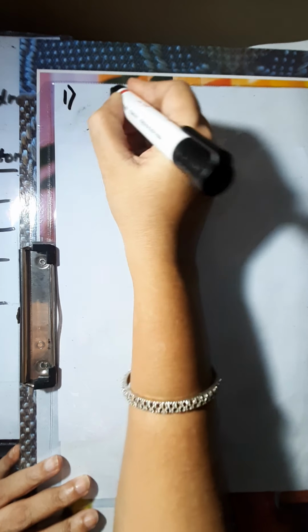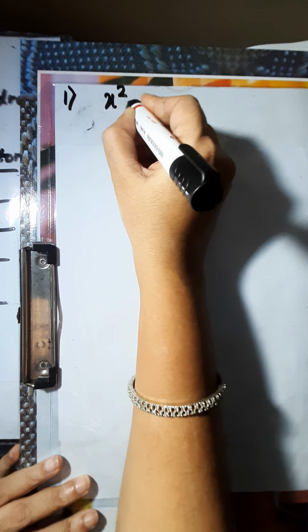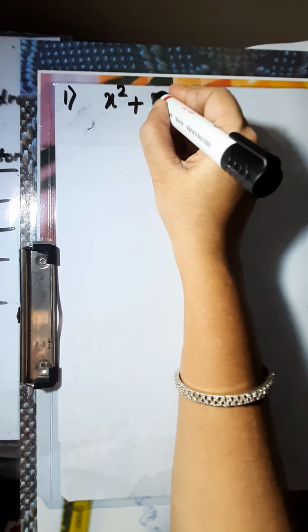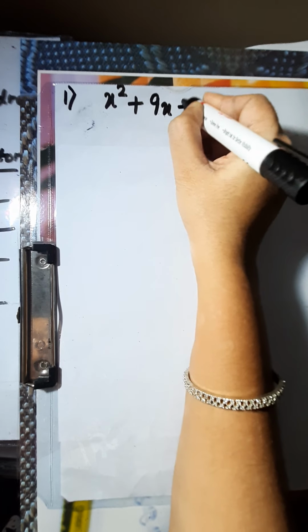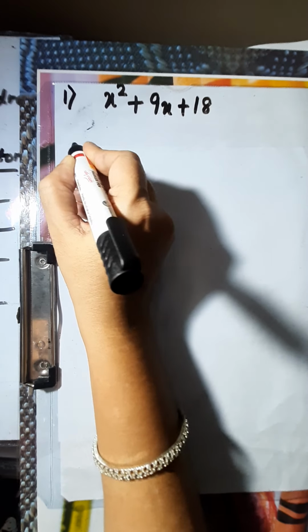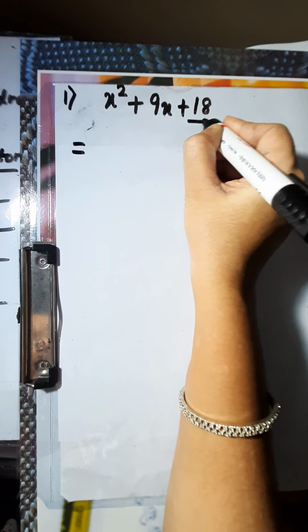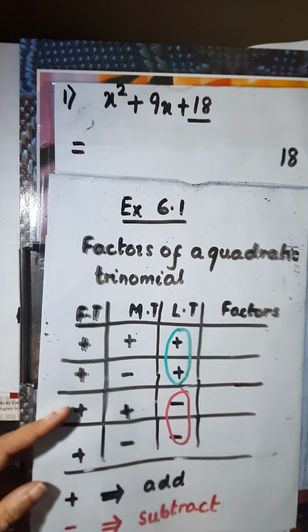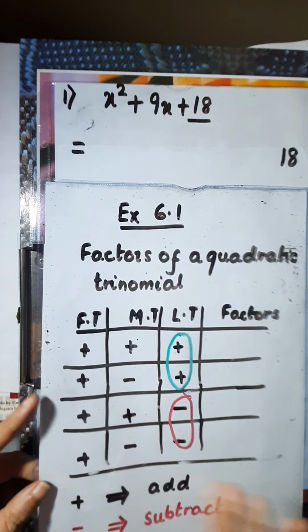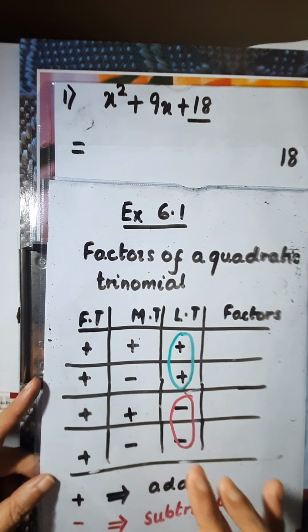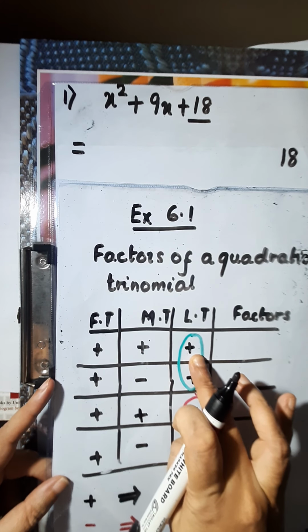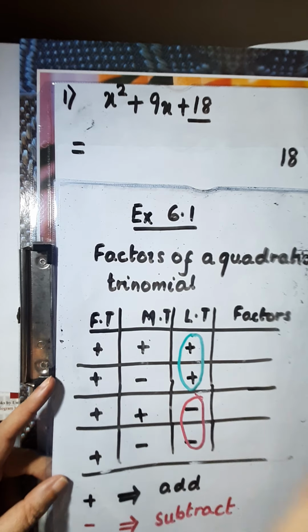Now, my first sum that I am going to teach you is x square plus 9x plus 18. Okay, now pay attention. What is my last term? My last term is 18. Correct? So now if you see carefully, middle term is plus. I told you first term not to bother. It always has to be plus. Okay? Middle term is plus and my last term is plus. Right? Now I told you I have to add to get the middle term.